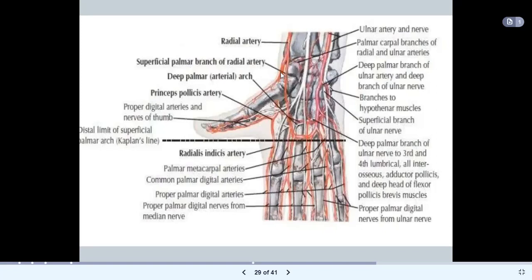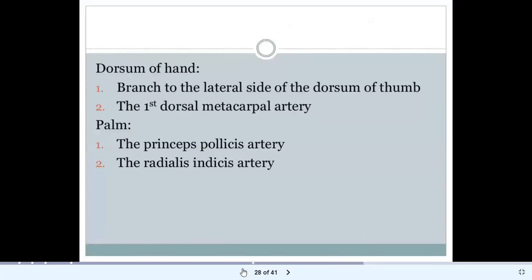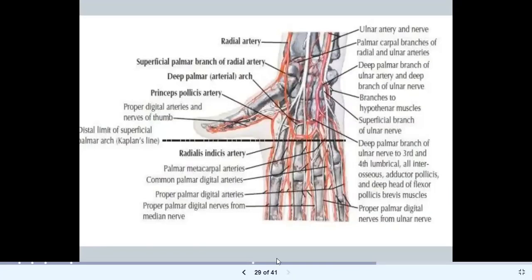So the same thing you get from the radial side, you also get from the ulnar side for the ulnar artery. So all of that supplies the palm of the hand. So let's see, radialis indicis artery. So this is the radialis indicis artery, supplying the index finger here, supplying the index finger.